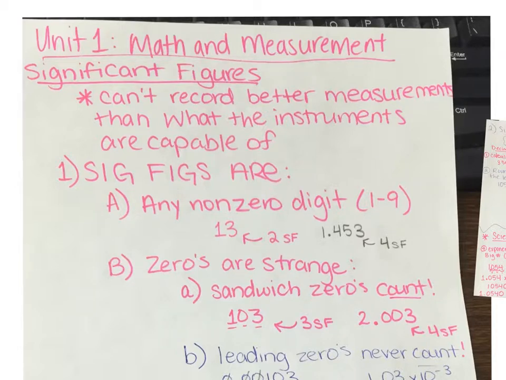So now that we know why we have them, that's what sig figs are. Sig figs are any non-zero digit, so any number that's 1 through 9. So for example, if I had the number 13, that has 2 significant figures. If I have 1.453, that has 4 significant figures. And you need to be able to point out how many significant figures and which ones are significant.